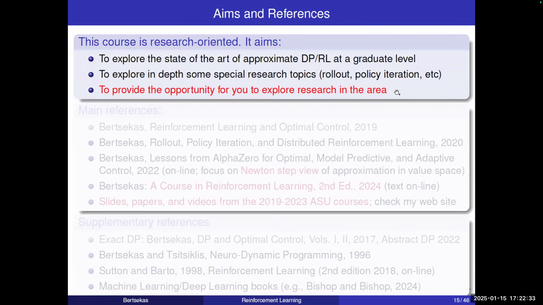Now, generally speaking, from this course in the past, there have been about 4 or 5 publishable research papers that came out of the course. And in other cases, there have been first steps that led to graduate research. So I hope this happens for you too, and we are ready to help you in this respect.